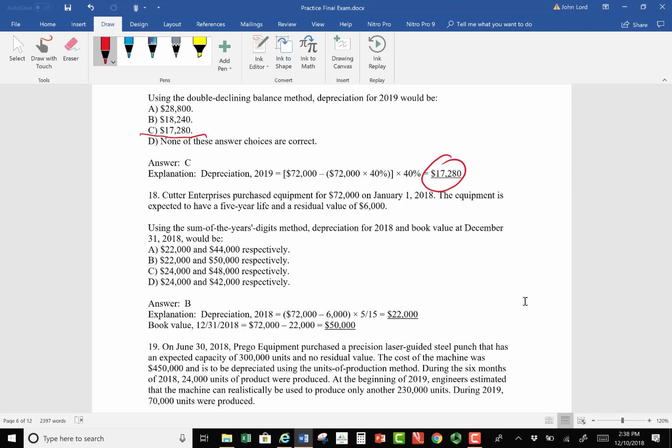I don't know that a lot of companies use sum of years digits these days. I'm thinking they would use straight line, maybe declining balance. Sum of years digits is more trouble than it's worth, in my opinion.